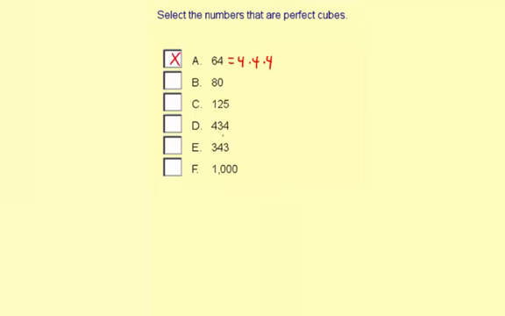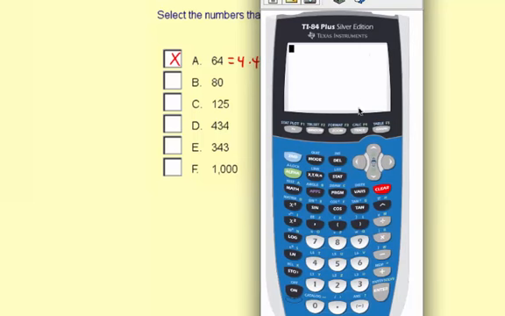So we want to look at the other numbers and see if they follow the same type of pattern. And maybe you know some of them. If you don't, you could try using a calculator to help. So let's take a look at 80. Now, if 80 is a perfect cube, then the cube root of 80 would have to be an integer. So let's take a look.